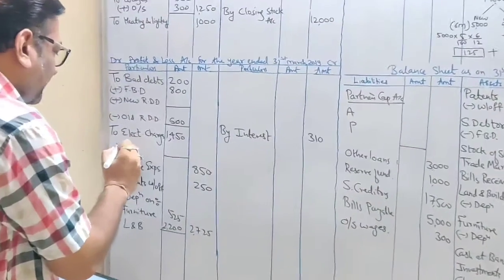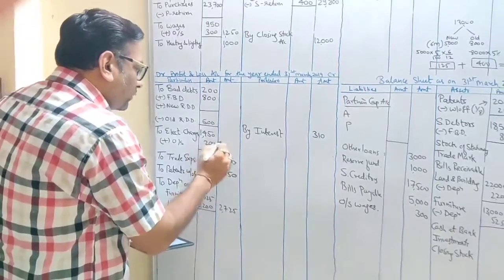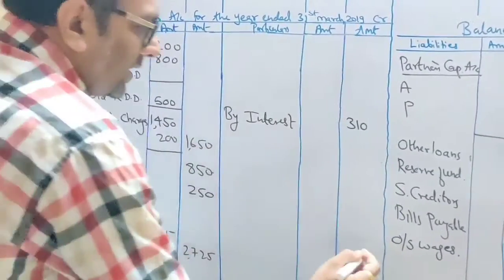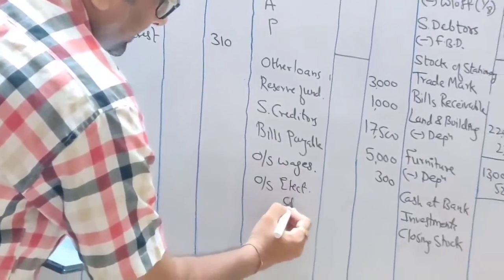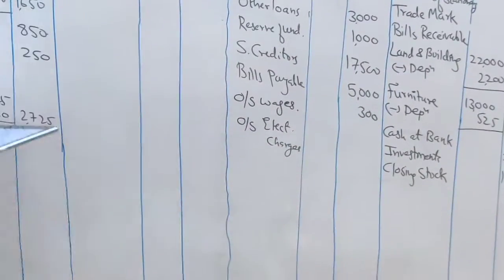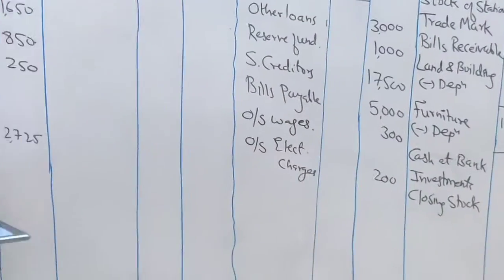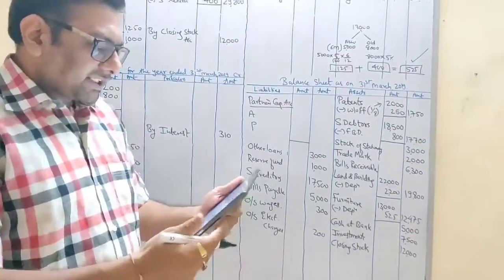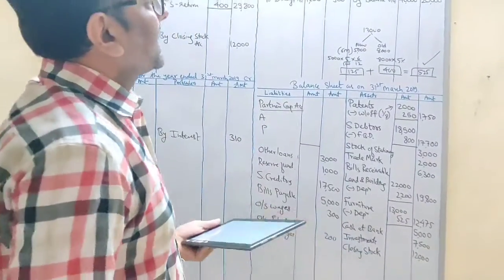One more outstanding is given, student, in the same adjustment 6. Outstanding electricity. So add in electricity 200. So 1,650. Second effect you give in the same liability side. Outstanding electricity charges 200. So we are giving two effects. Remember, student.